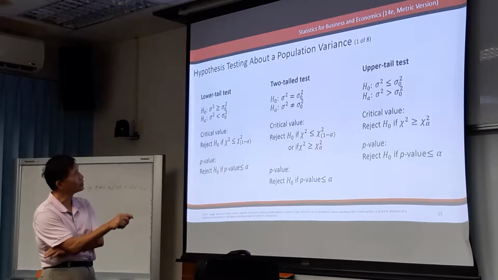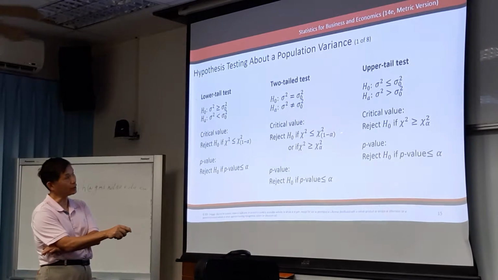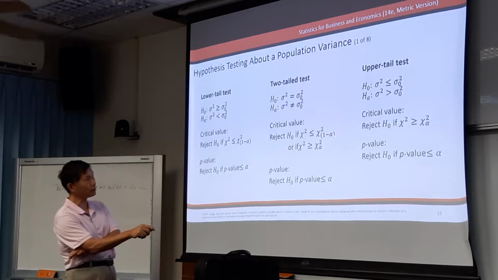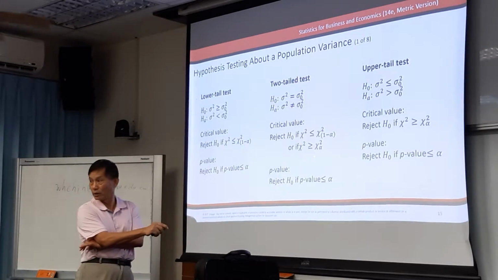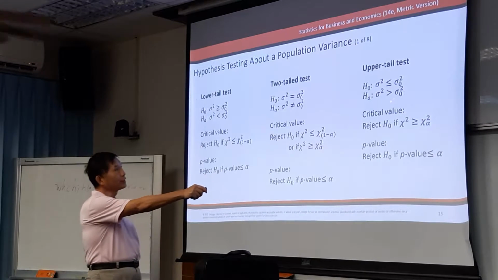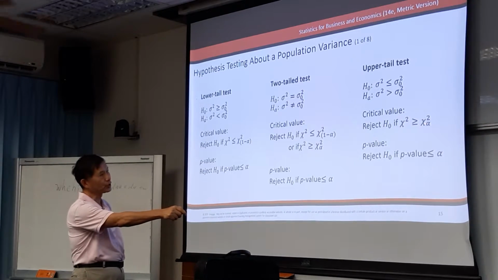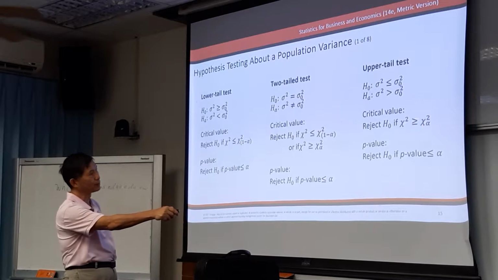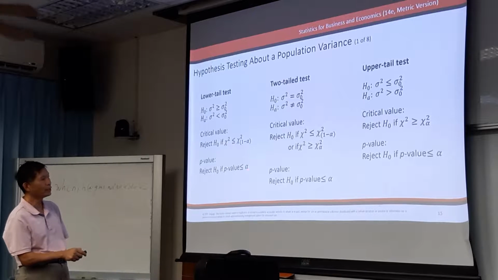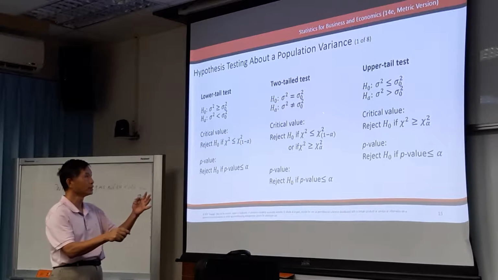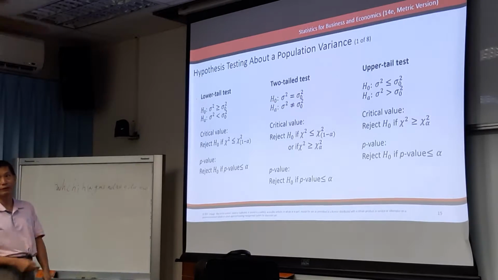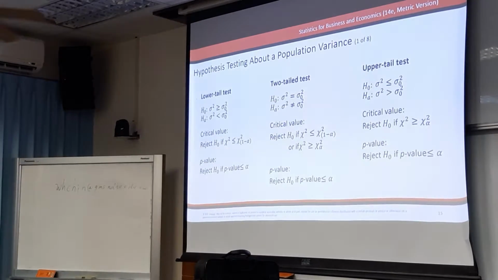This is not correct. It should be alpha divided by 2. Okay, this is not 1 tail. This is 2 tail. So this should be divided by 2. For upper tail test, whenever chi-square larger than alpha, then we reject. And whenever p-value, no matter is 1 tail or 2 tail, whenever p-value less than alpha, we reject the null hypothesis. So we have a confidence interval, we have a hypothesis test.